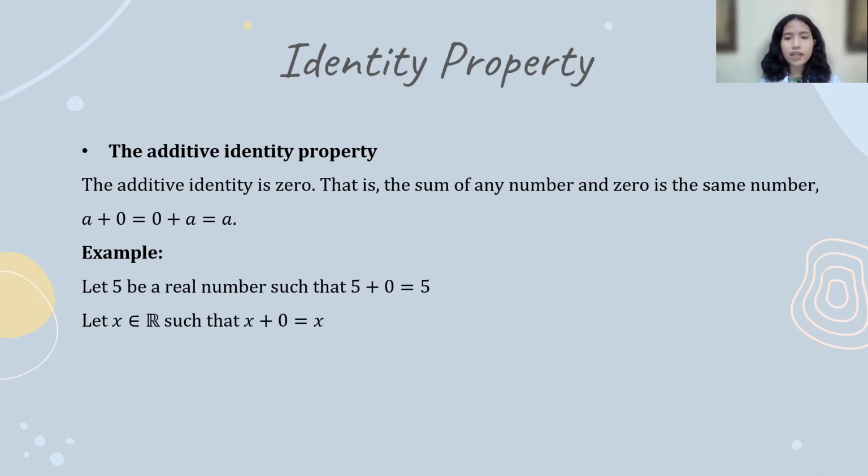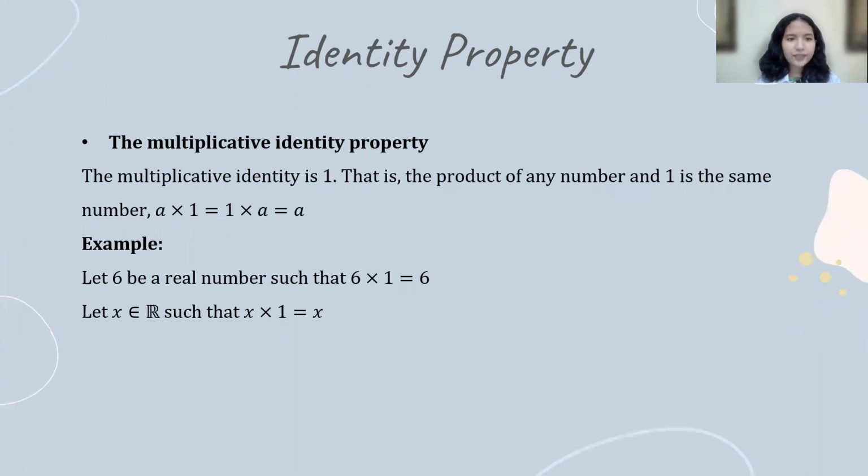That is, the sum of any number and 0 is the same number. A added to 0 is equal to 0 added to A, which becomes A. For example, let 5 be a real number such that 5 added to 0 is equal to 5. Let x be an element of the real numbers such that x added to 0 is equal to x.